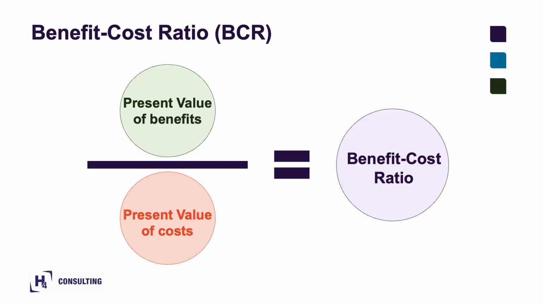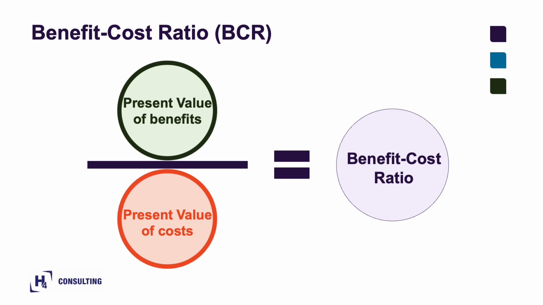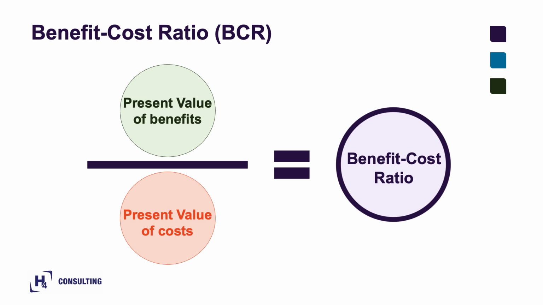Perhaps the most important summary statistic in our business case is the benefit-cost ratio, or BCR. To calculate this ratio for each option, we simply take the total of all that option's present value benefits and divide it by the total of all the present value costs for that option. This gives us a single figure that summarizes the relationship, or ratio, of benefits to costs.